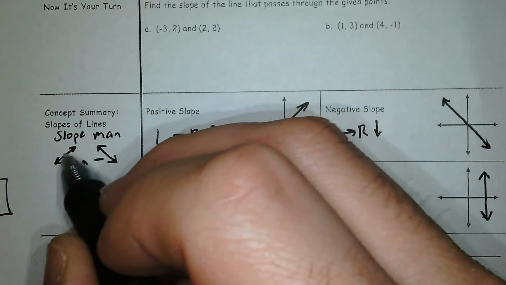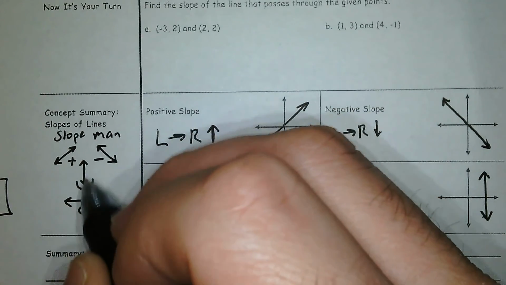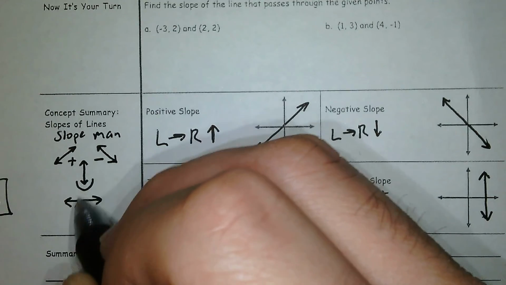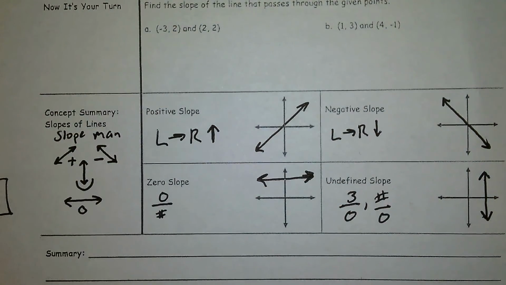So this direction is positive. This looks like this, it's negative. If it's straight up and down, it's undefined. And if it's straight left and right, it's 0. Slope man.